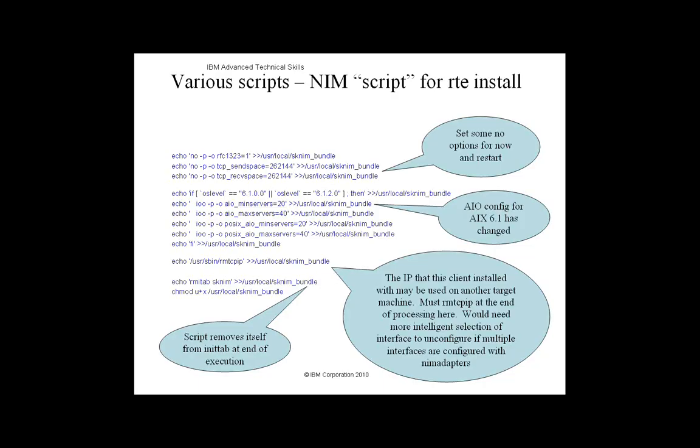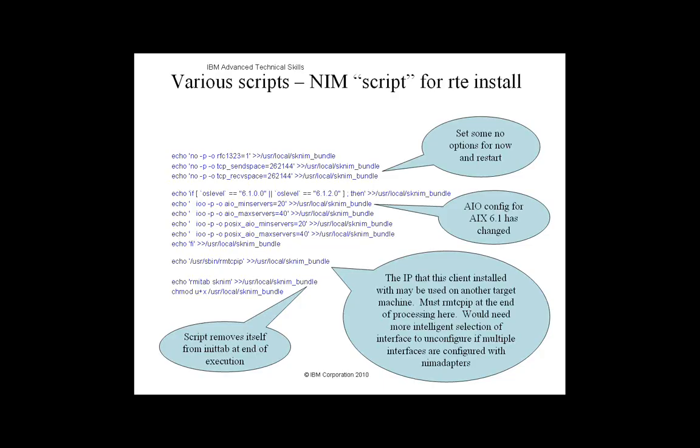AIO is always on, and I now configure it with the ioo command. And the last thing that this script will do, oh, sorry, not quite. I have an rmtcpip in here. That'll set the client back to localhost if you're using this same IP address in multiple clients, client after client after client.